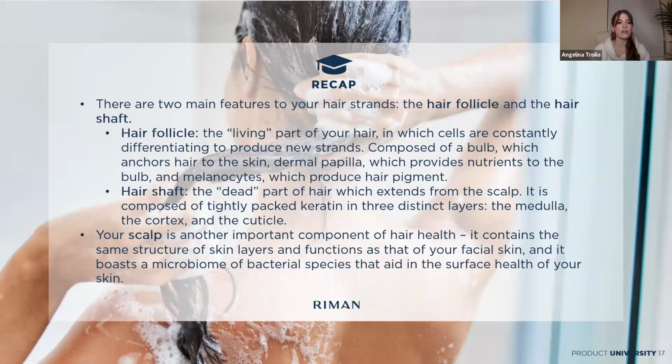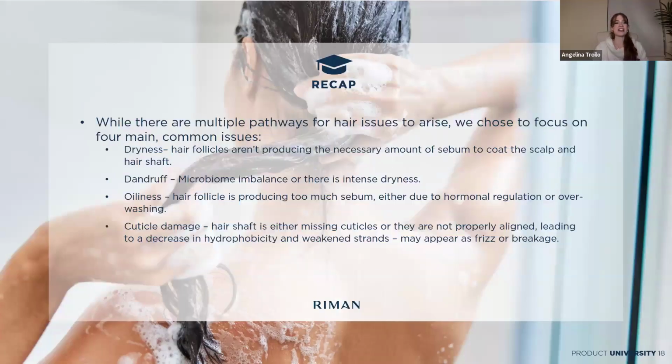Your scalp in and of itself is also a crucial component in perceived hair health. Same structure of skin layers, same microbiome, same need for a balanced microbiome, and it can really help ensure that your hair is growing in a way that looks healthy if you treat your scalp as the root of the hair growth system. And so we also addressed 4 main categories of hair concerns you might perceive.